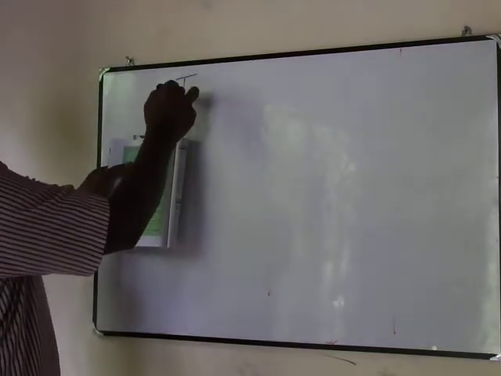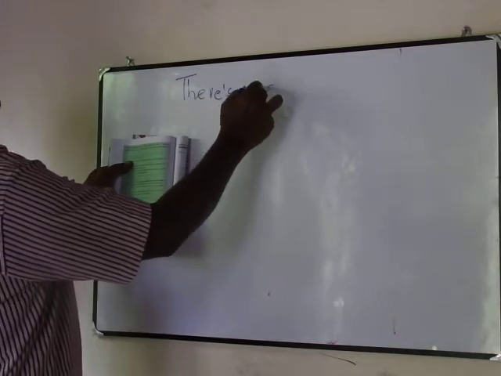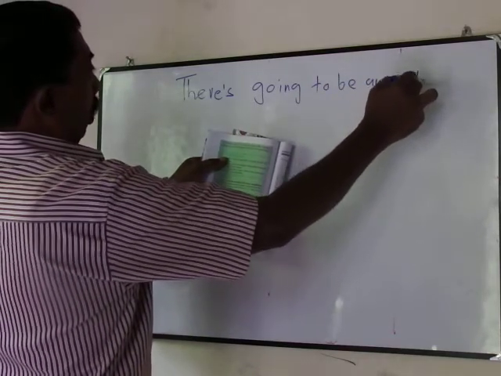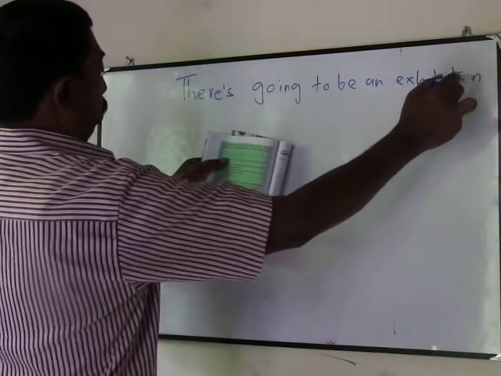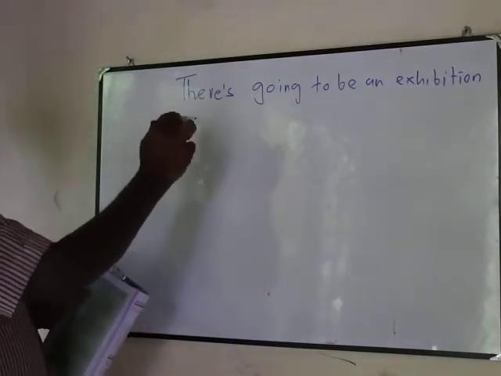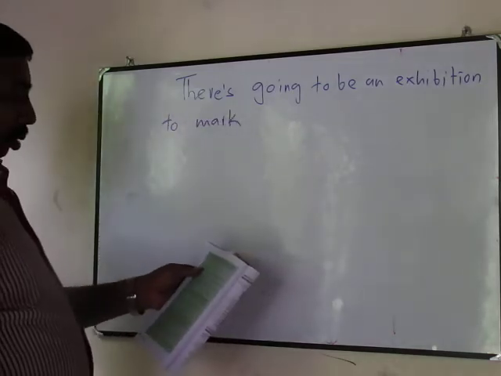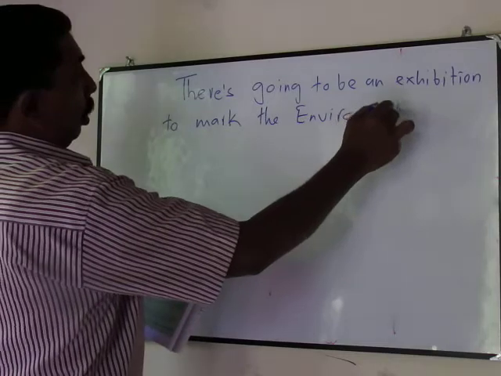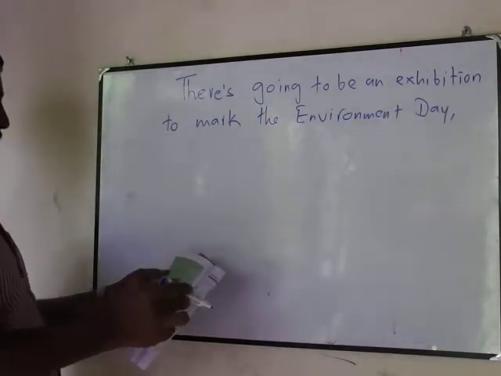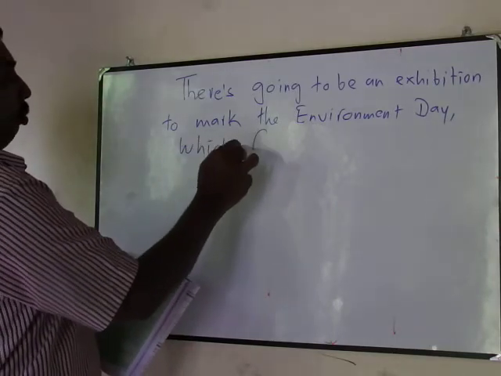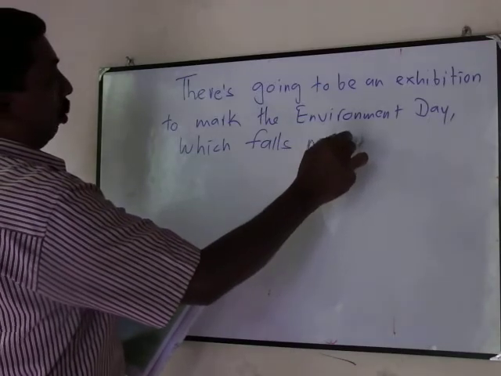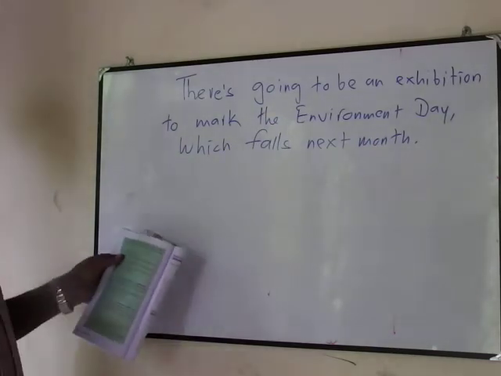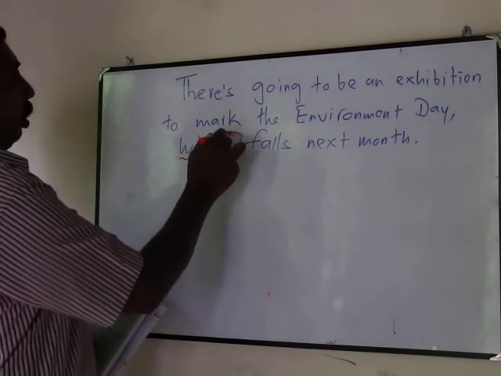When I make an example, there's going to be an exhibition to mark the environment day which falls next month. There's going to be an exhibition to mark the environment day which falls next month. Here, which is the relative pronoun.